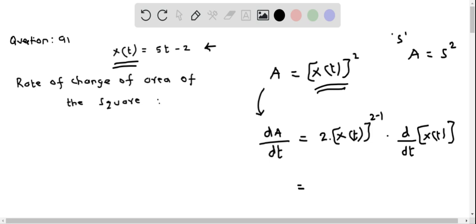Now let's substitute the values. 2 minus 1 is 1, so it is 2 times x of t multiplied by d by dt of x of t. Now I'm going to replace x of t with 5t minus 2. So this becomes 2 times 5t minus 2 multiplied by the differentiation of 5t minus 2.